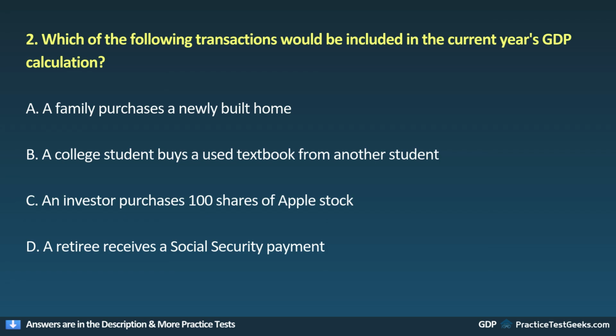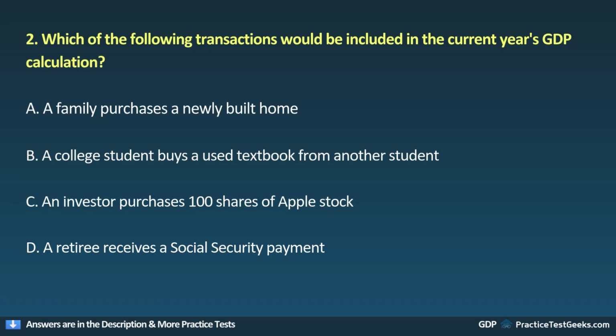1. What is the most commonly used method for calculating gross domestic product, GDP? A. The income approach only. B. The expenditure approach, income approach, and production approach. C. The balance of payments approach. D. The consumer price index method.